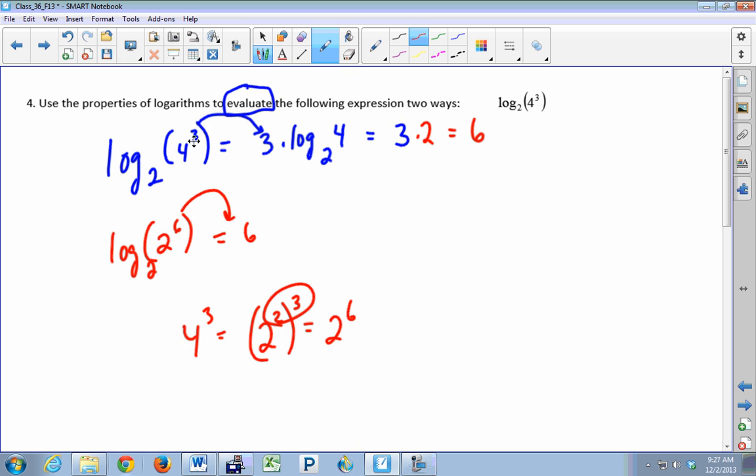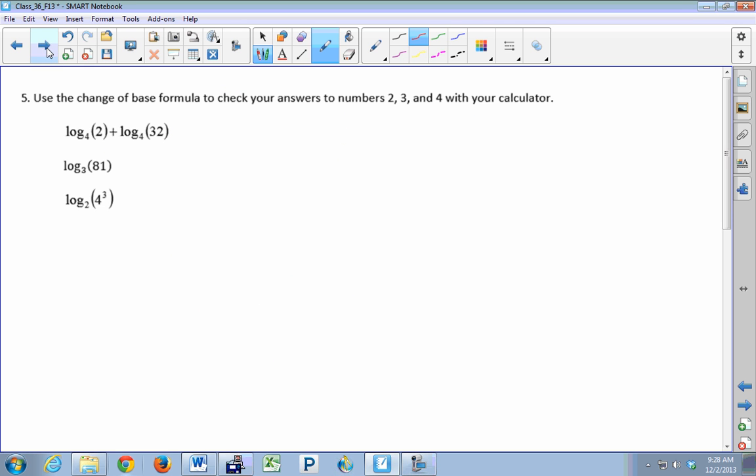Yes, most of them you can simplify further. So we just did this one earlier with our calculator. Try these at home with your calculator using your change of base.